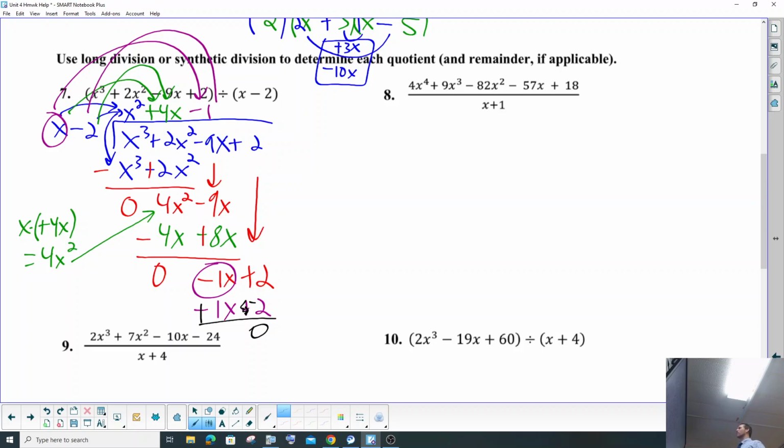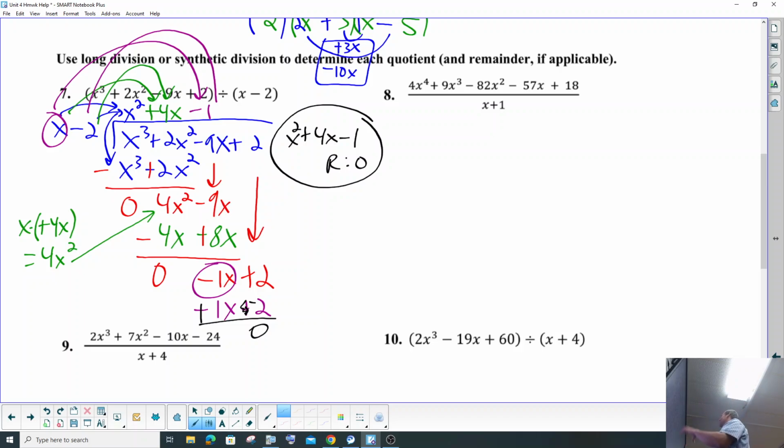Use long division to determine each quotient and remainder if applicable. So we get a remainder of 0. So our answer is x squared plus 4x minus 1 with a remainder of 0. So just put a remainder of 0. Number 8 is even, so I'm going to let you try that on your own. But I'm going to show you something cool if you weren't in class, and that's synthetic division. It's a shortcut to long division.